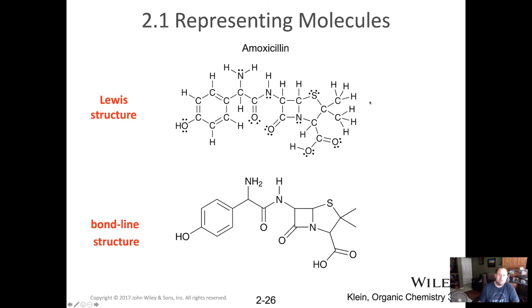But to draw the Lewis structure, if you see it right here, you just have to draw those hydrogens out and the carbons, and you're just doing stuff over and over again. So chemists have come up with a much easier way of drawing it, and that's what's known as the bondline structure. And really, the bondline structure is quite straightforward.